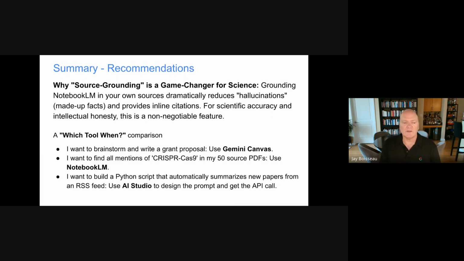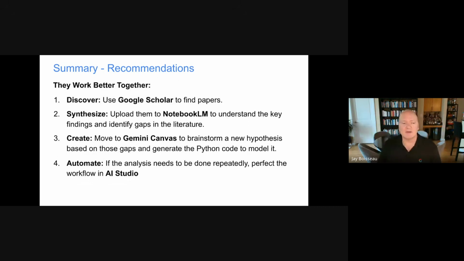So if you want to brainstorm and write a grant proposal, use Gemini Canvas. If you want to find all mention of CRISPR-Cas9 in your 50 PDFs, use NotebookLM. If you want to build a Python script that automatically summarizes new papers from an RSS feed, you might use AI Studio for that. They do work better together.